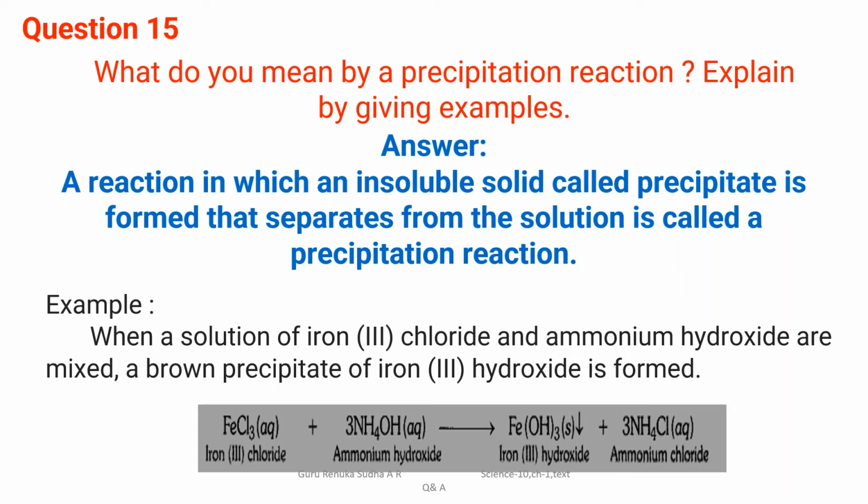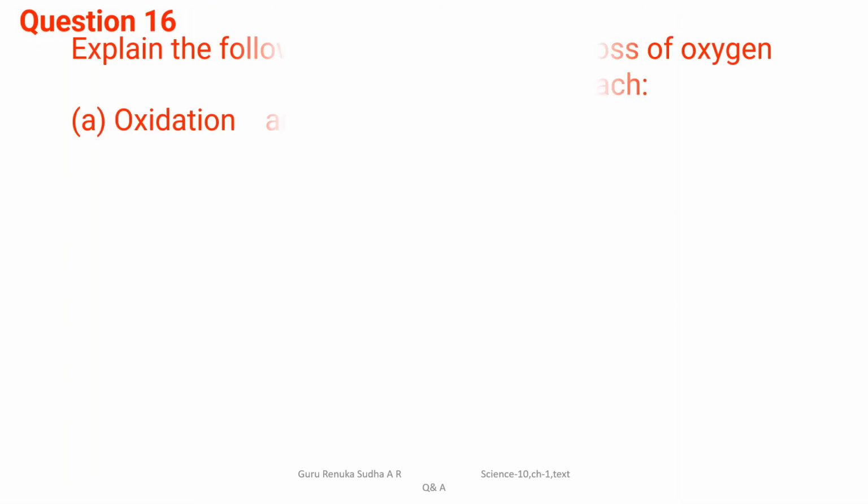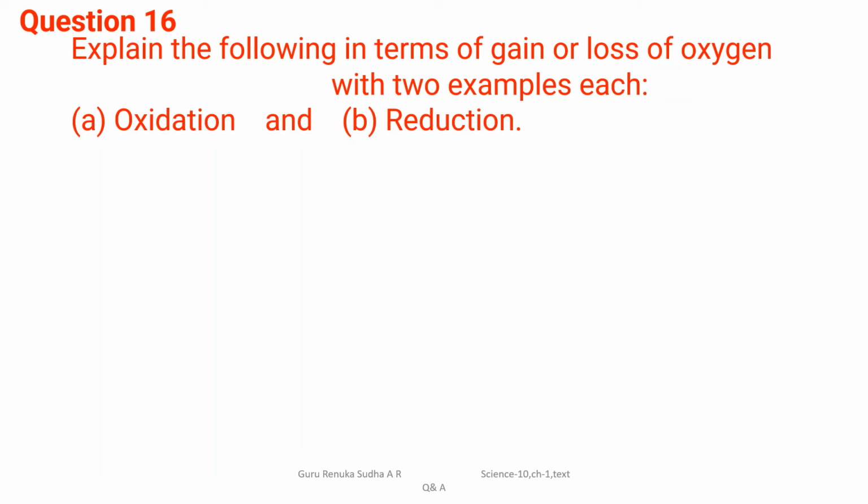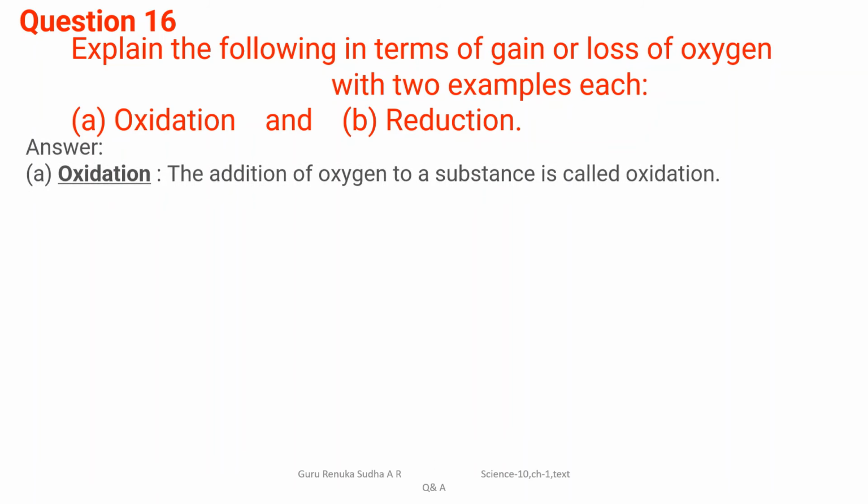Okay, next, in the 16th question they are asking, what is oxidation and what is reduction? That means explain the following terms in terms of gain or loss of oxygen with two examples. You have to explain these two reactions with two examples. That is all they are asking. Let us see the definition. Oxidation. It is a gain. It is the addition of oxygen to a substance that is called oxidation.